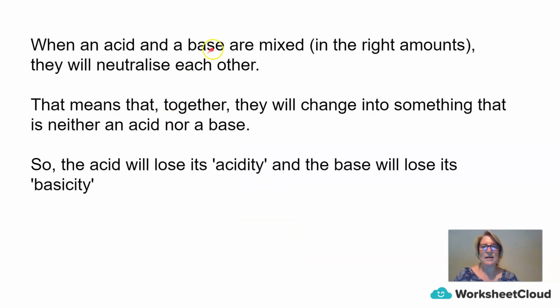When an acid and a base are mixed in the right amounts, they will neutralize each other. That means together, the acid and the base will change into something that is neither an acid nor a base. So essentially, the acid loses its acidity and the base loses its basicity.